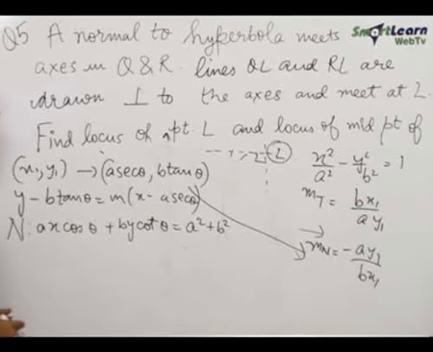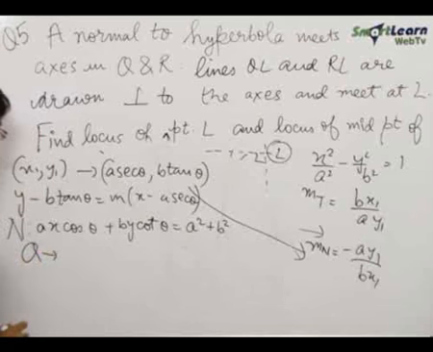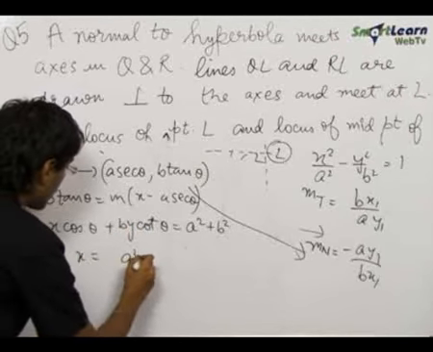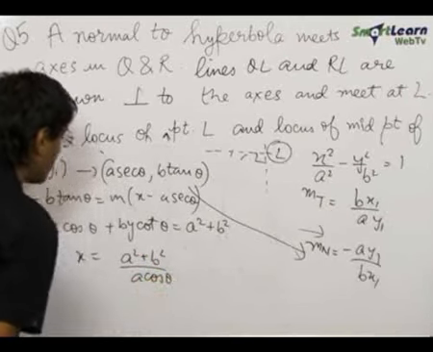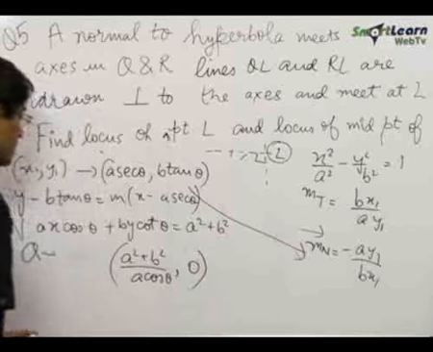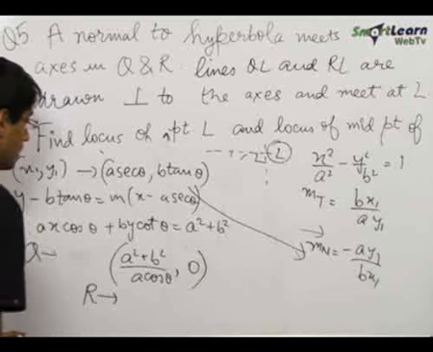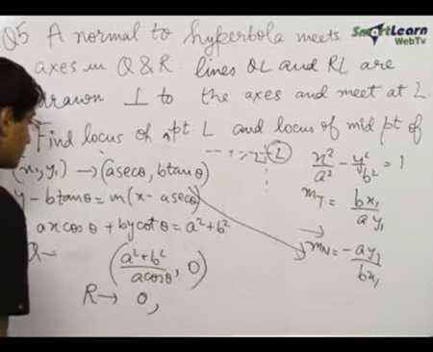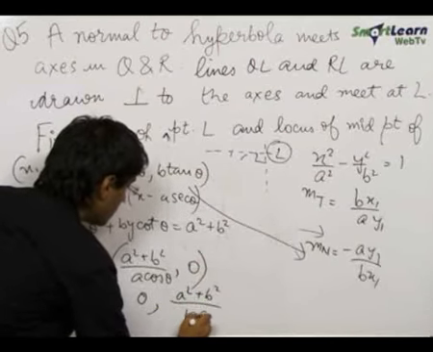Now this normal is meeting the coordinate axis in Q and R. So for Q, let us put y is equal to 0 to get x as a square plus b square upon a cos theta, and the y coordinate is 0, so point Q is this. And for point R, on putting x equals to 0, we get the y coordinate as a square plus b square upon b cot theta.